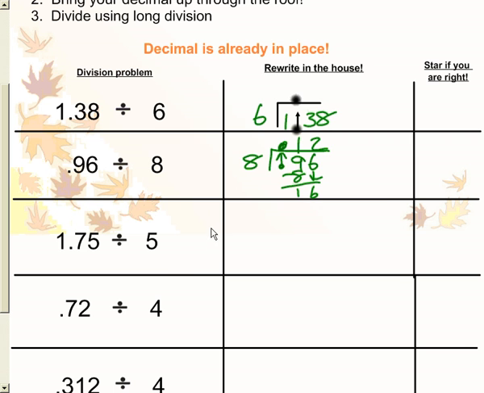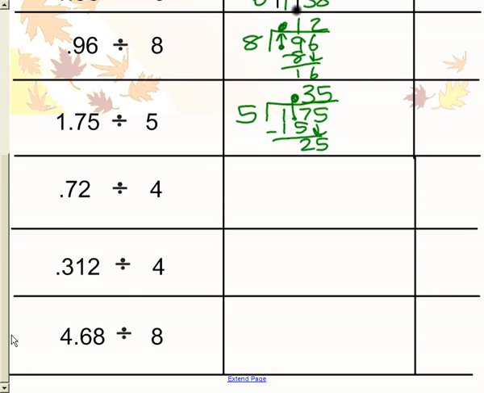All right, let's try the next one. Try it on your own if you're ready. First, we're going to draw the house. 1.75 divided by 5. This is a whole number, so shoot this up through the roof. 5 does not go into 1. 5 goes into 17, however, 3 times. 3 times 5 is 15, and subtract. 17 minus 15 is 2. Bring down the 5, and 5 goes into 25 5 times. So our answer is 35 hundredths.